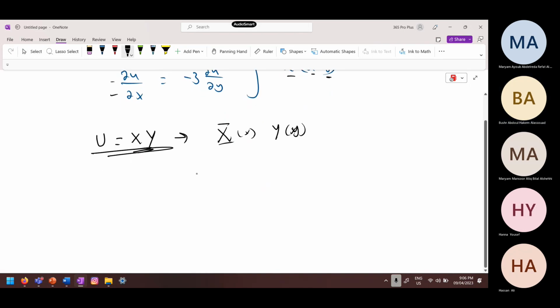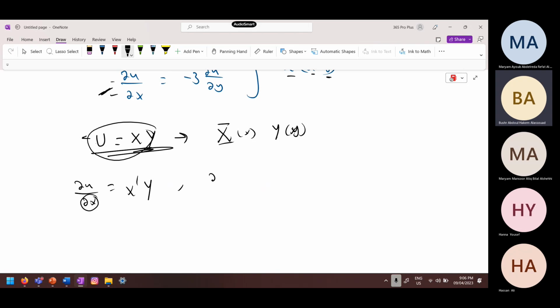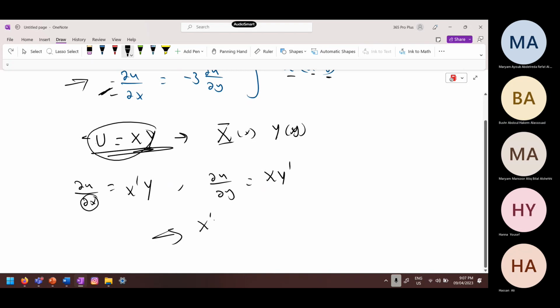Now, to apply the assumption, we need to apply it to these equations. So partial u over partial x is X prime Y. We differentiated X once for this equation. As for the other one, partial u over partial y is equal to X Y prime. Now substitute back into the original equation, and you'll get X prime Y equals the constant, which is negative 3, X Y prime.